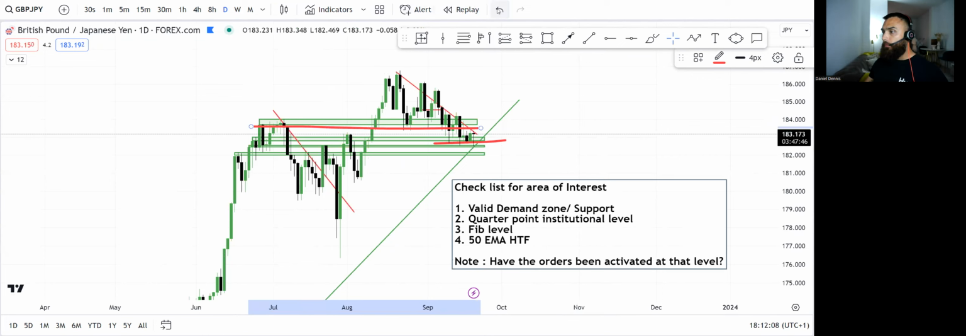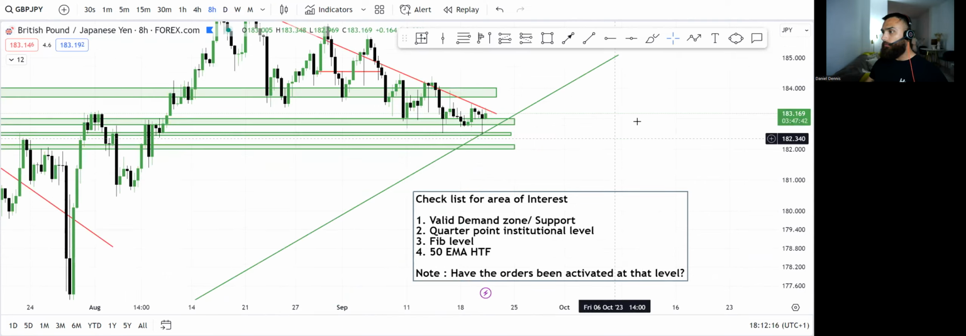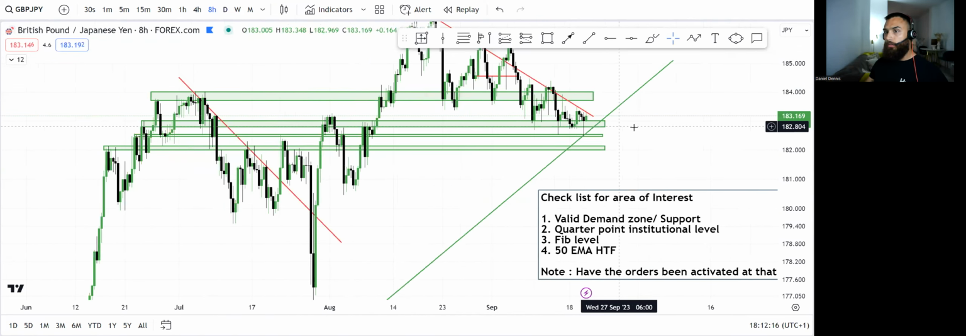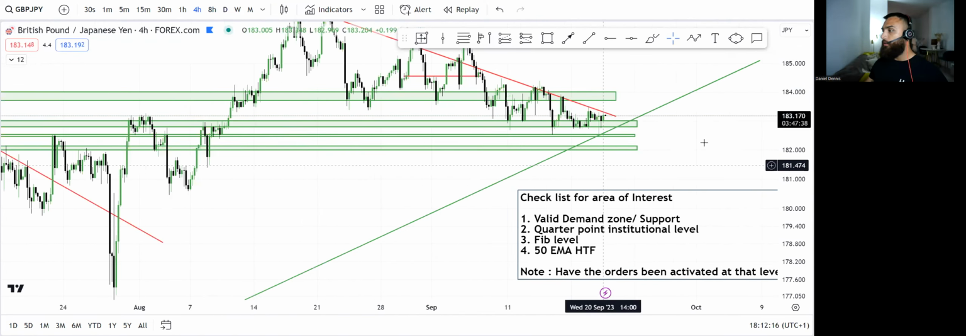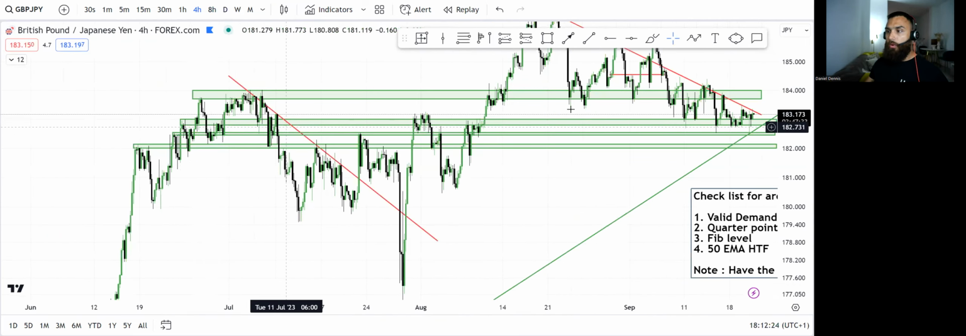But let me just get rid of this. Right, let's jump down and look at this. Look at what's happening here. Okay, cool. So can you see how I've drawn this level?